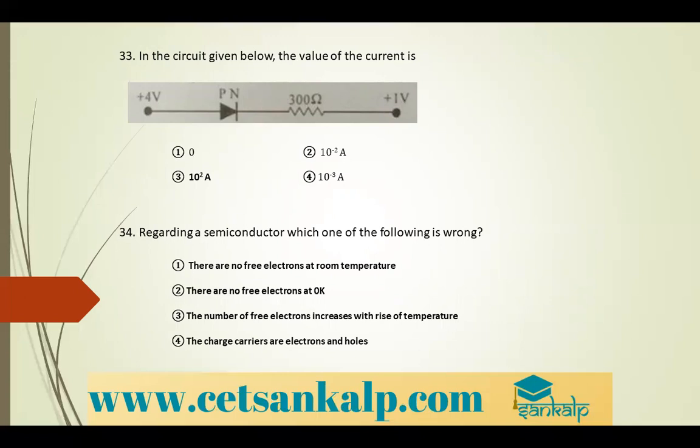Next, in the circuit given below, the value of the current is... So you know the formula I is equal to V by R. What is your V? Higher is 4, lower is 1, divided by 300. So it is 4 minus 1, which is 3 by 300, which is 1 by 100. So I is equal to 10 to the power minus 2 ampere. So option 2.